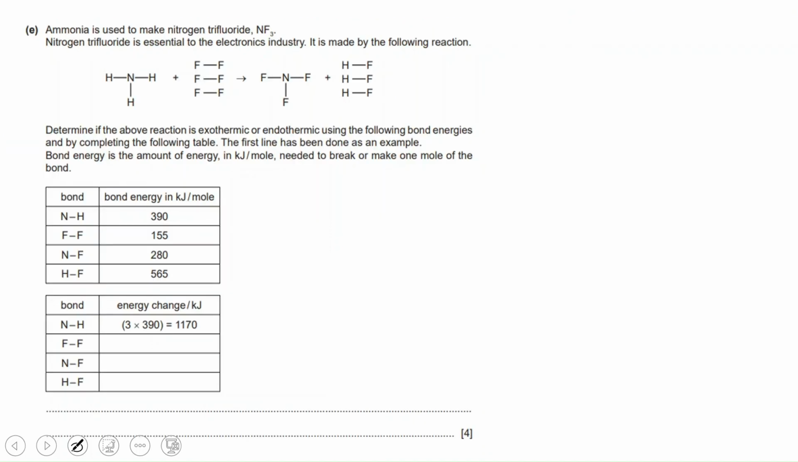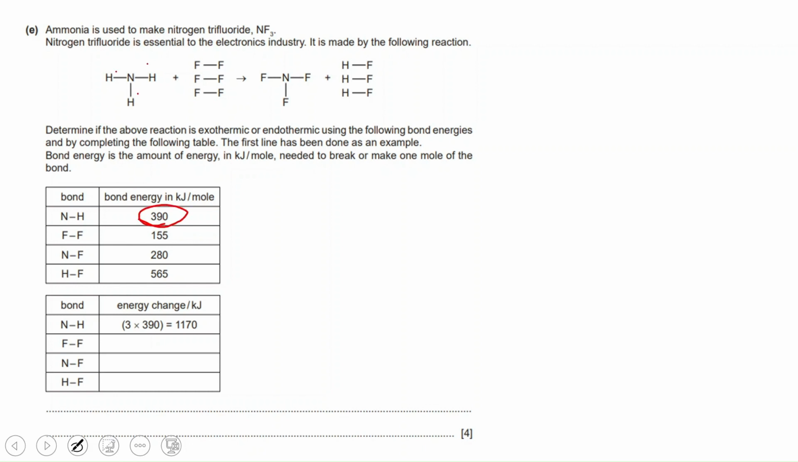One last question. Ammonia is used to make nitrogen trifluoride. Nitrogen trifluoride is essential to the electronics company. That's not necessary. Determine if the above reactions are exothermic or endothermic using the following bond energies by completing that. Okay. So NH bonds, how many NH bonds are there? There are 3 NH bonds in the reactants and in the products as well. If you have that, which is 3. So NH is 390 into 3 of them.